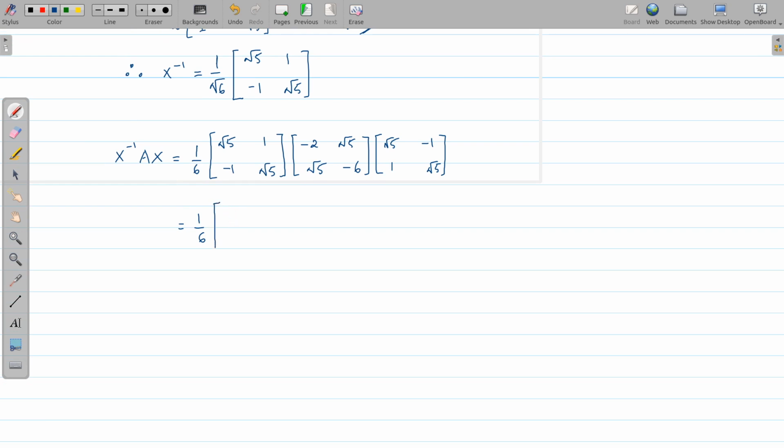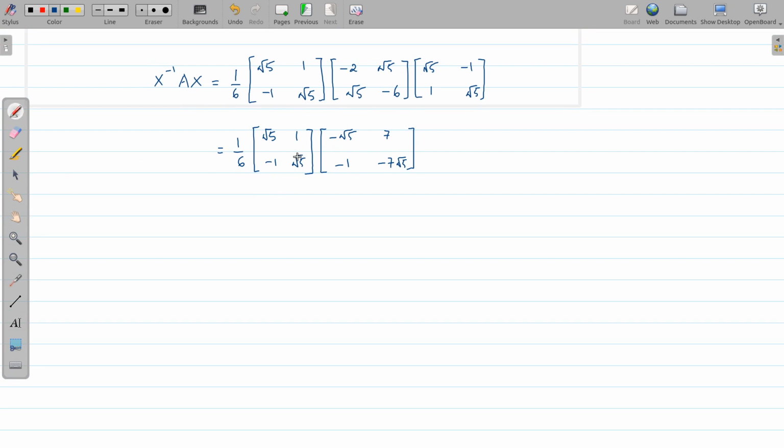So the first matrix, root 5, 1, minus 1, root 5. Then I multiply these two. You can try this out for yourself. The answer that you will get is, I already worked this out. When you multiply these two matrices, you will get minus root 5, 7, minus 1, minus 7 root 5. So this is what you will get.